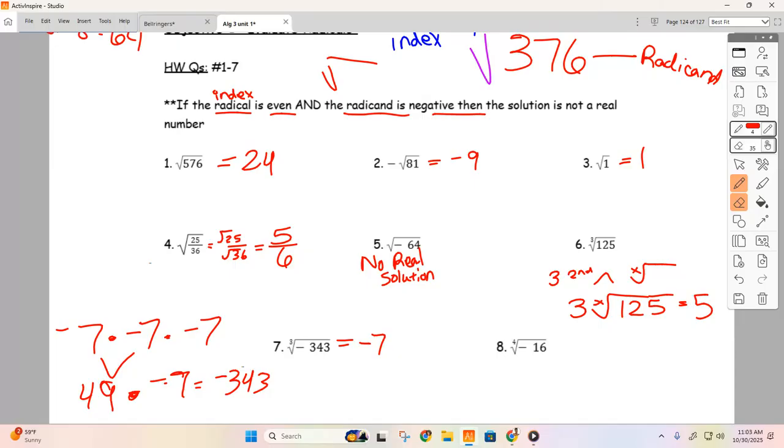What about number 8? Very good. This is an even number. It's a negative. No real solution. Easy enough so far, I hope so. Because these are going to get a little complicated. Raise your hand if you need more time here.